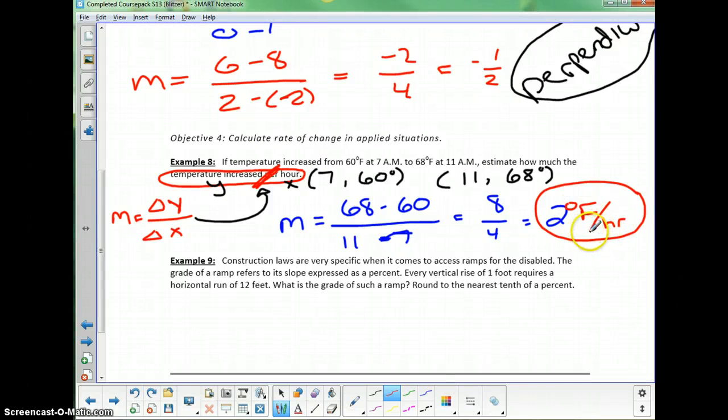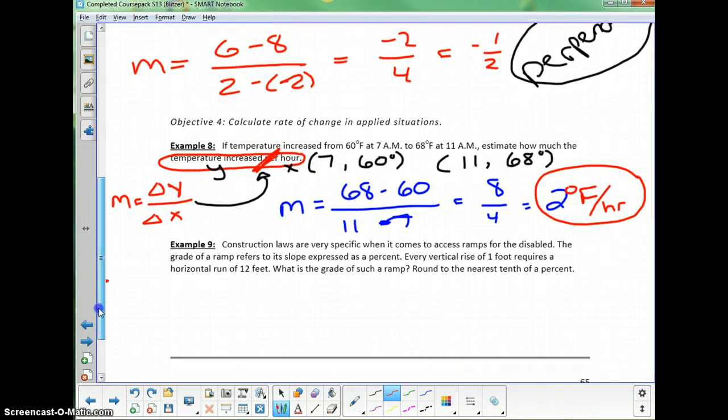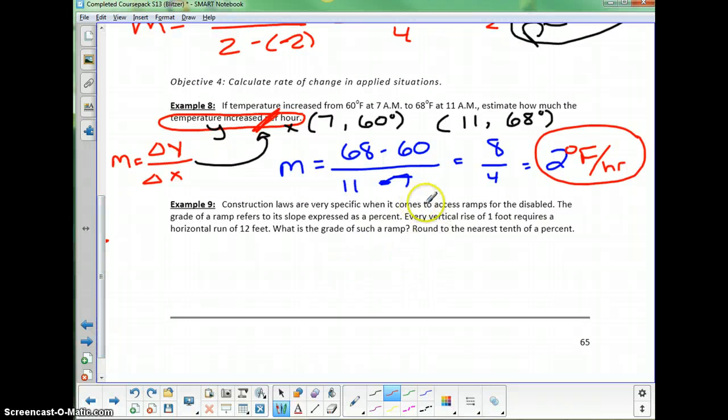Okay, let's try that again in a different context. In example 9, construction laws are very specific when it comes to the access ramps for disabled. The grade of the ramp refers to its slope as a percent. Every vertical rise of 1 foot requires a horizontal run of 12 feet. What's the grade of the ramp?